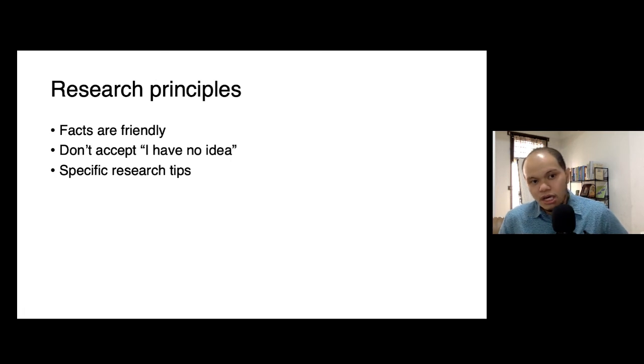First, when we look at coming up with a good research strategy, a good framework for research strategy even, here are some of the principles that you might like to keep in mind. Number one, facts are friendly. The second principle is don't accept "I have no idea, I don't know." Maybe in casual conversation with friends, that's probably okay. But when you're doing consulting work, you cannot settle with an answer, "I have no idea." So we'll talk about that in a while.